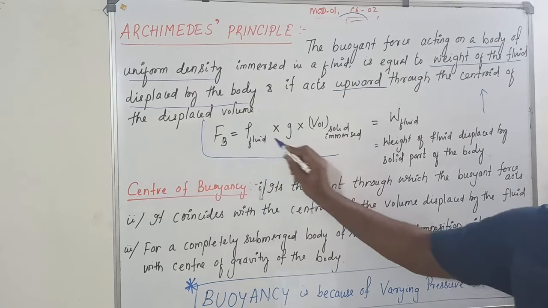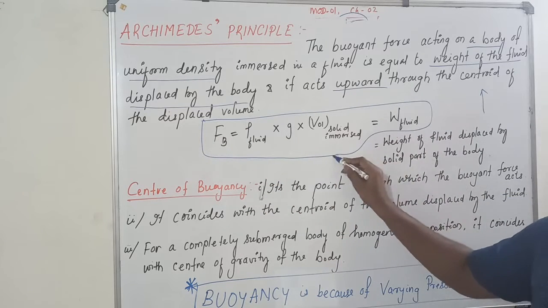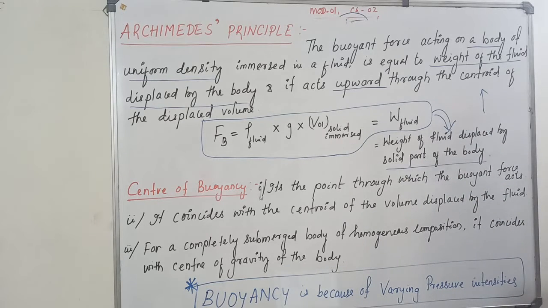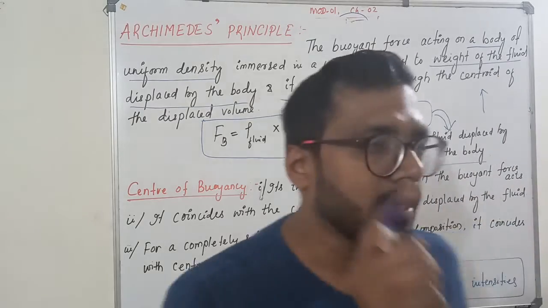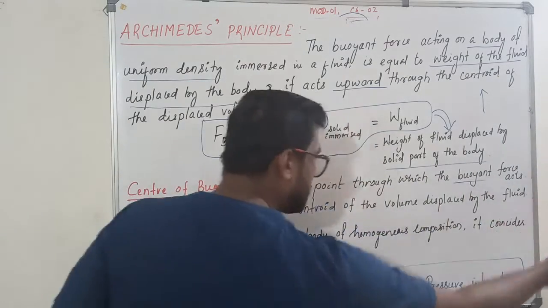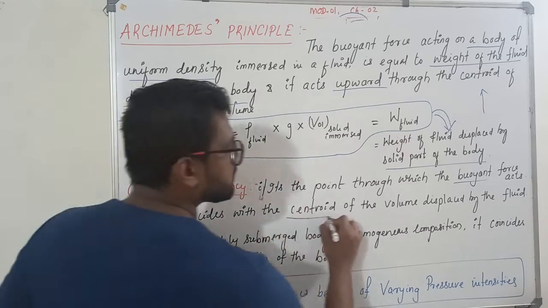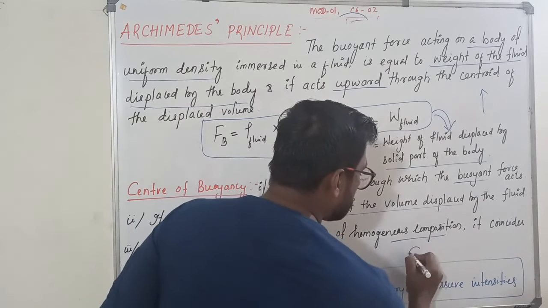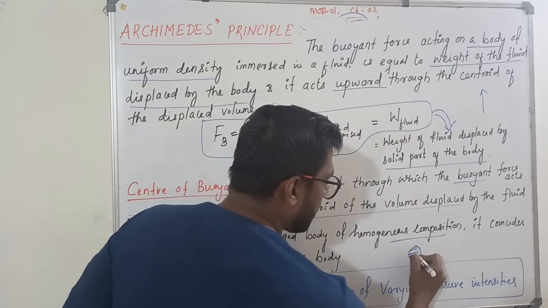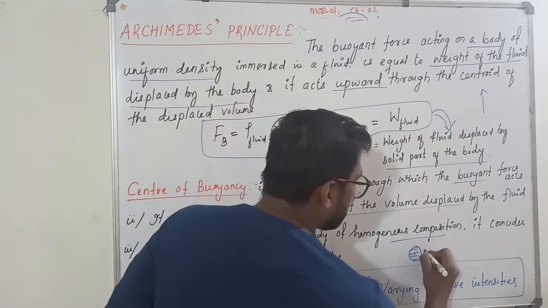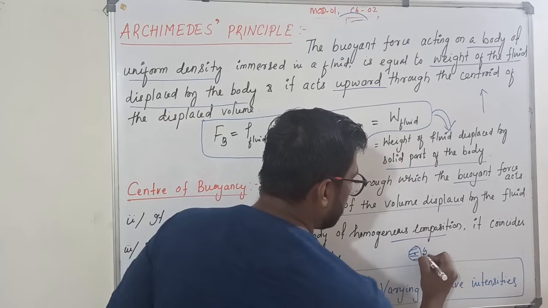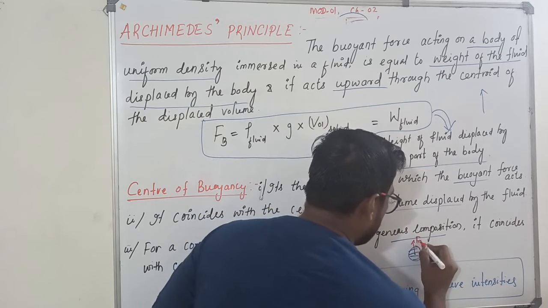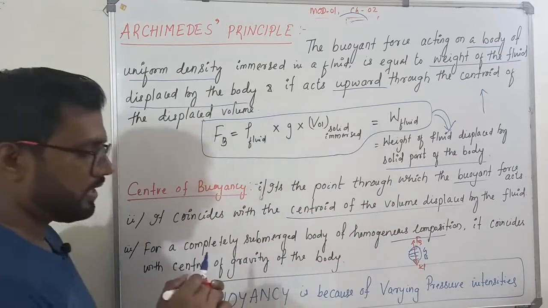How does the force of buoyancy act? It acts upward through the centroid of the displaced volume. Fb is equal to the weight of the fluid displaced by the solid part of the body. The center of buoyancy is the point through which the buoyancy force acts, and it coincides with the centroid of the volume displaced. Suppose you have a completely submerged body under static equilibrium. Then your G and B coincide, and the buoyancy force acts upward while the weight acts vertically downward.